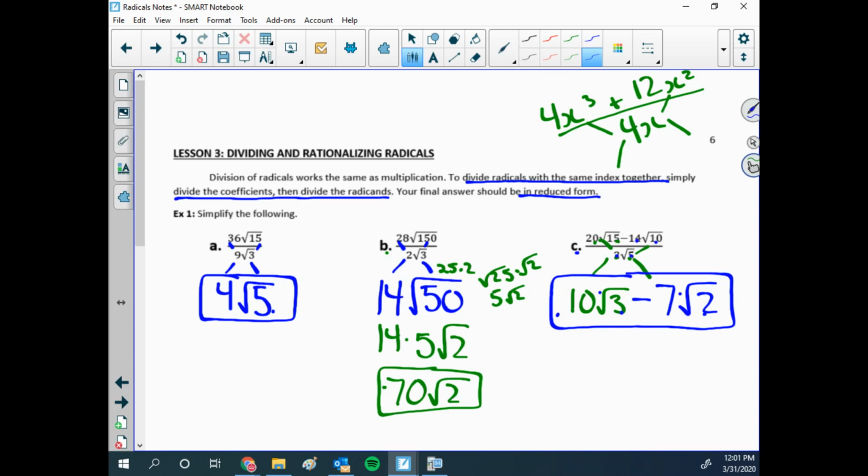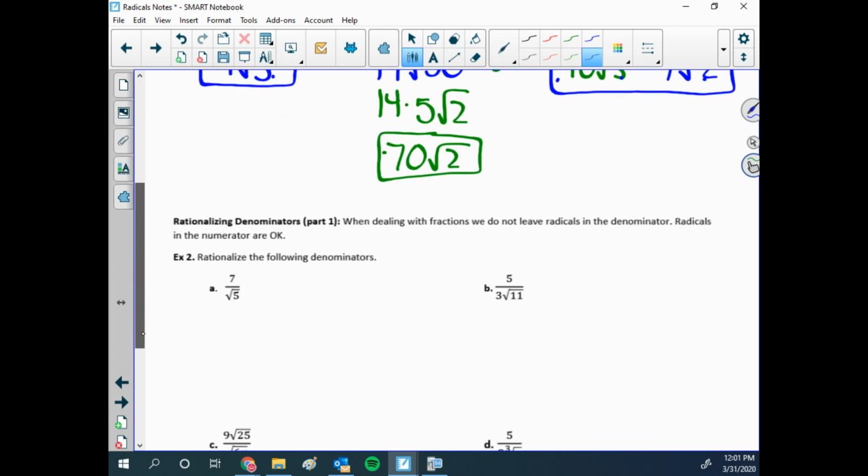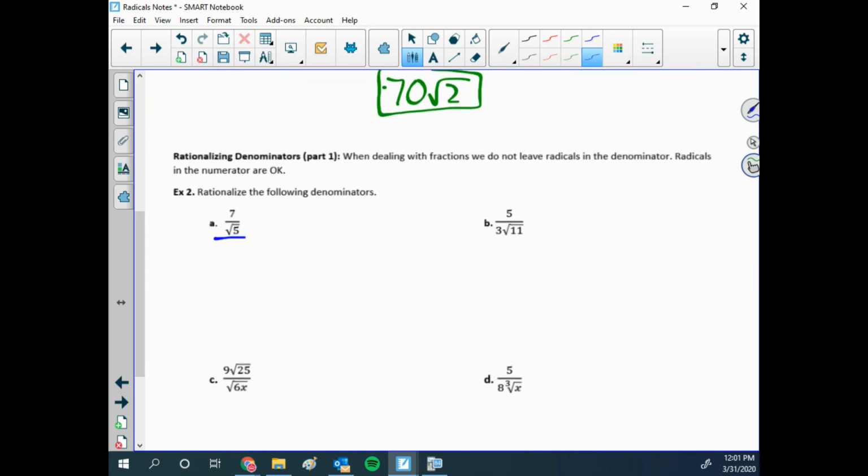So that's dividing radicals, except we have to go a little bit further. If we get to something like this, let's say they said, take 7 divided by the square root of 5. Can't really do that. And so what we have to do in these type of cases is do what's called rationalizing the denominator. Rationalizing the denominator means we don't want an ugly, irrational number on the denominator, and so we have to get rid of it.